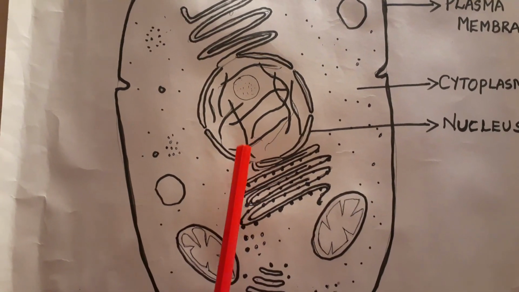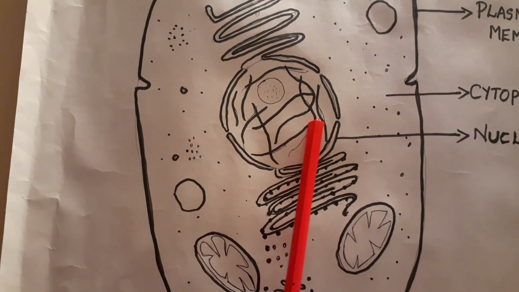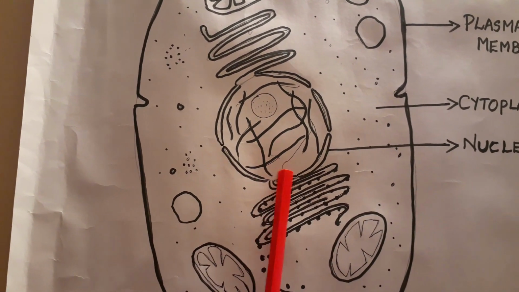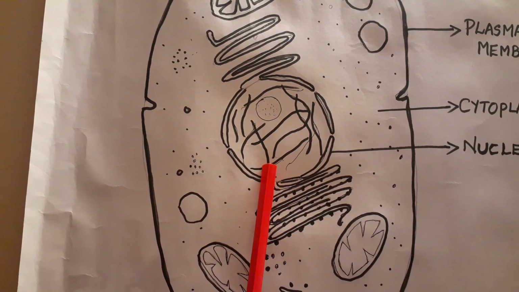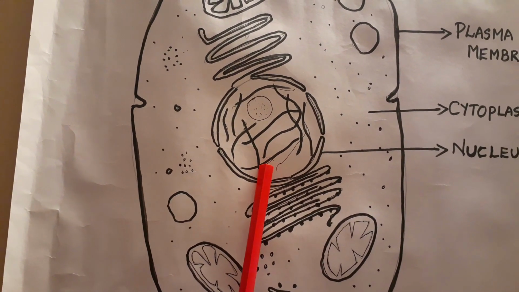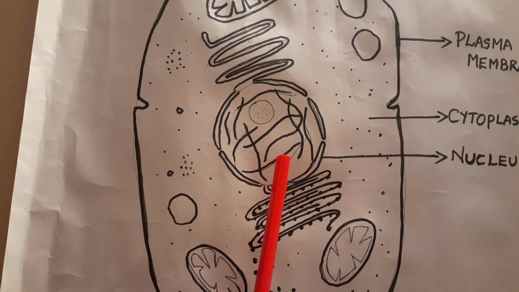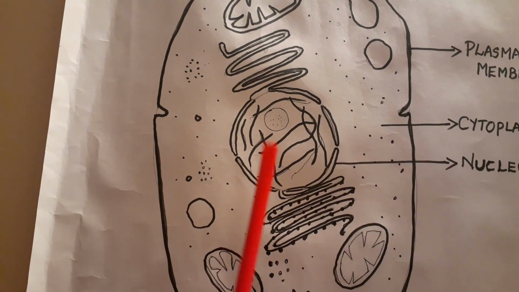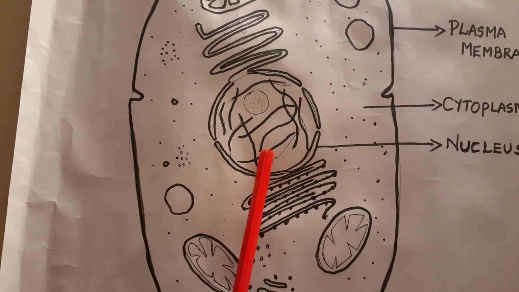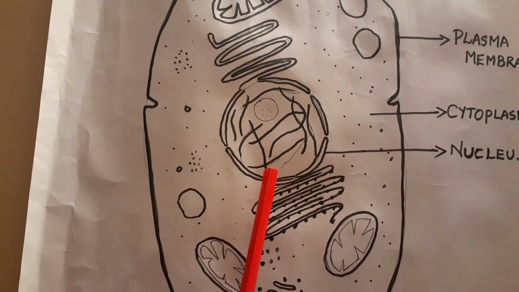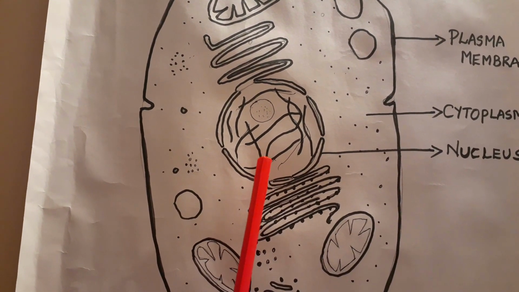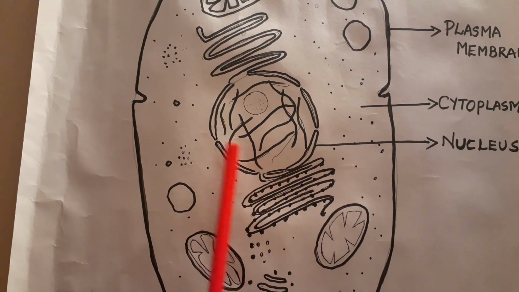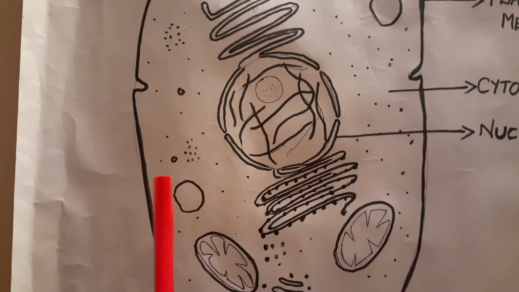Inside this nucleus, we can see thread-like structures that are known as the chromatin threads. Inside this it contains the DNA which carries genes. DNA is the hereditary material which carries genes. That plays an important role in the transfer of the genetic characters from our parents to the offspring. So this is the structure of a nucleus.